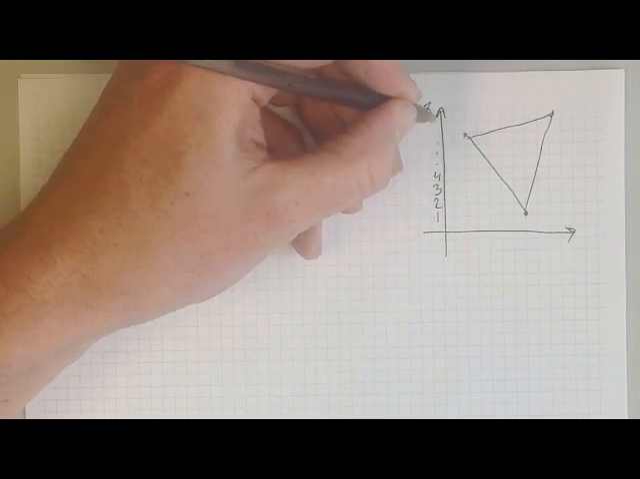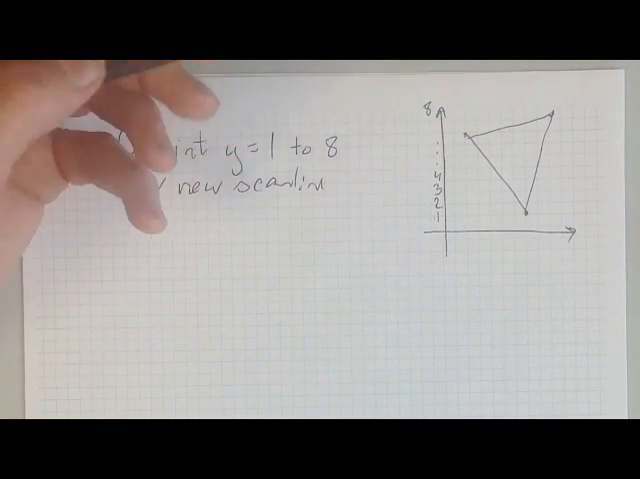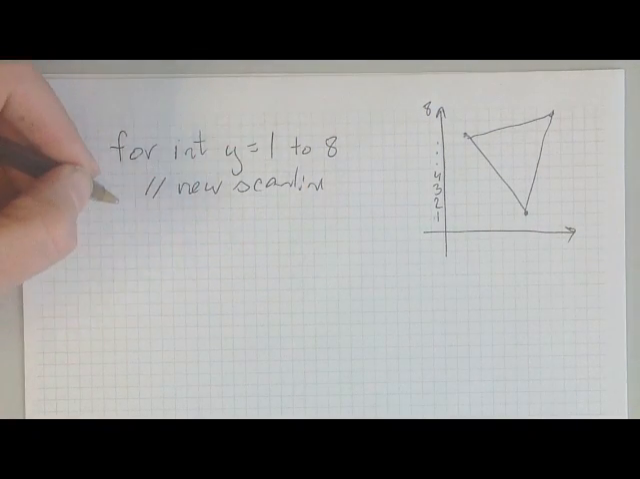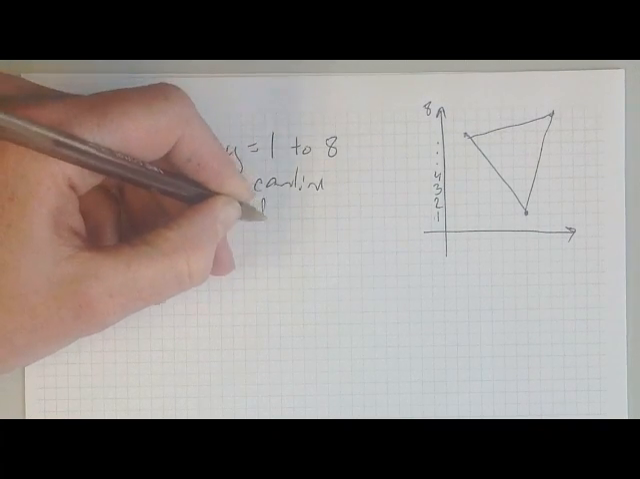So this is the first scan line, this is the second scan line, third, fourth, all the way up to the 8th scan line. 8 is approximate here, it could have been 10, I don't really know. It doesn't really matter for this little example.